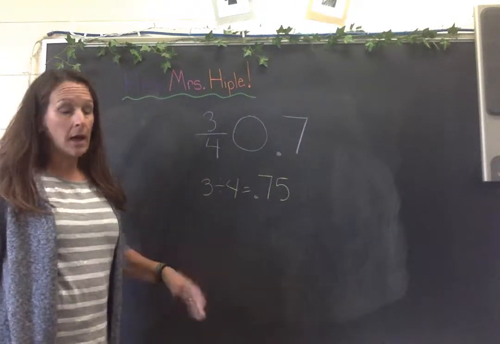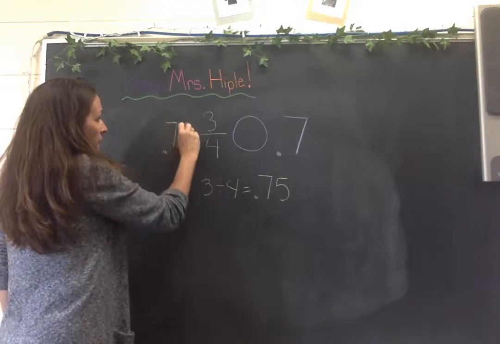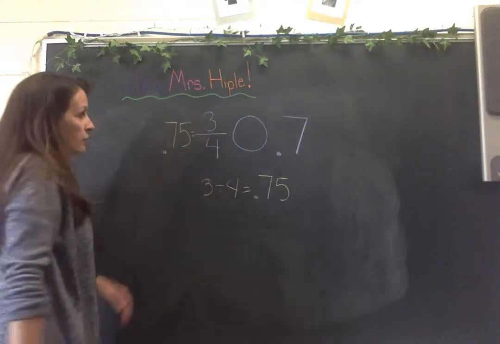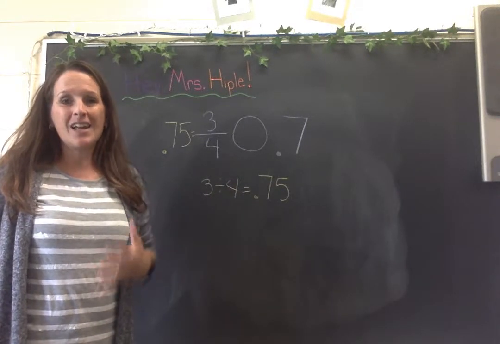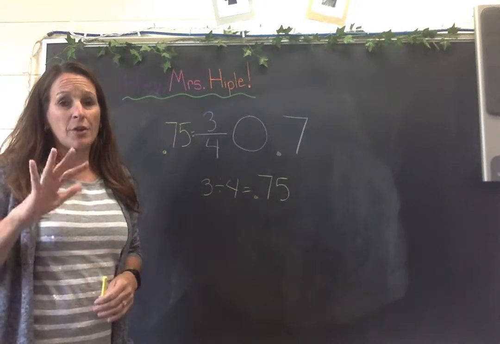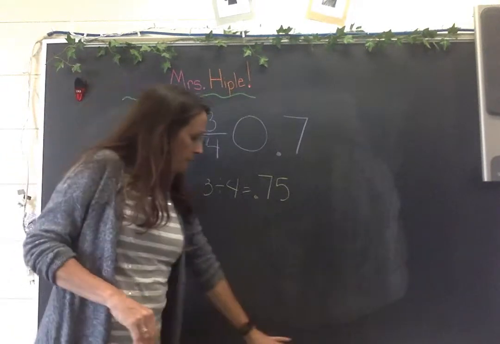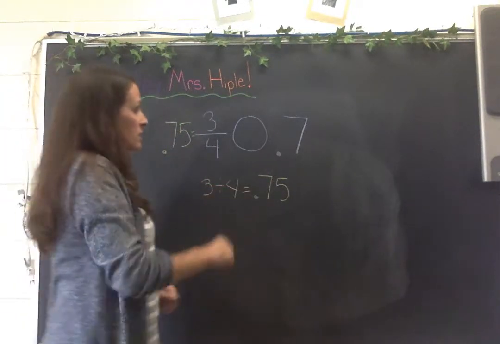So let's write that down, 0.75. So now I can compare 0.75 because that's equal to 3/4 with 7/10. Now, some people have difficulty looking at two decimals and comparing them. I've got a great strategy that I want to show you. When I compare decimals, I line them up vertically. So let's go to this side of the board.